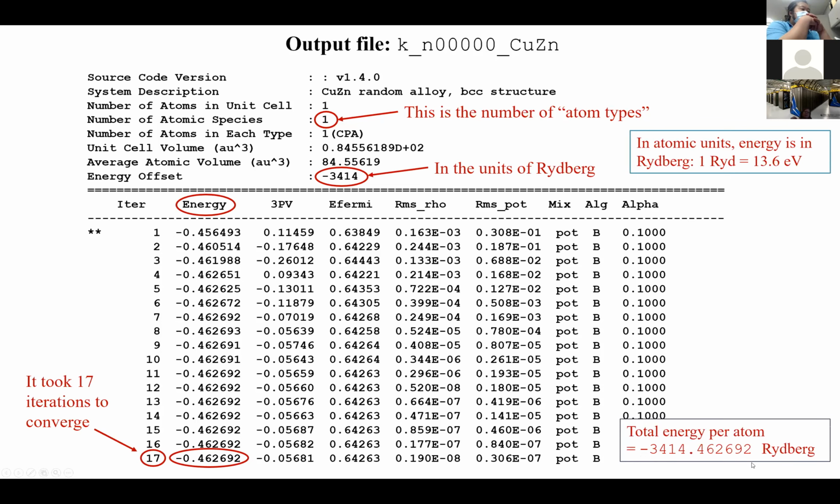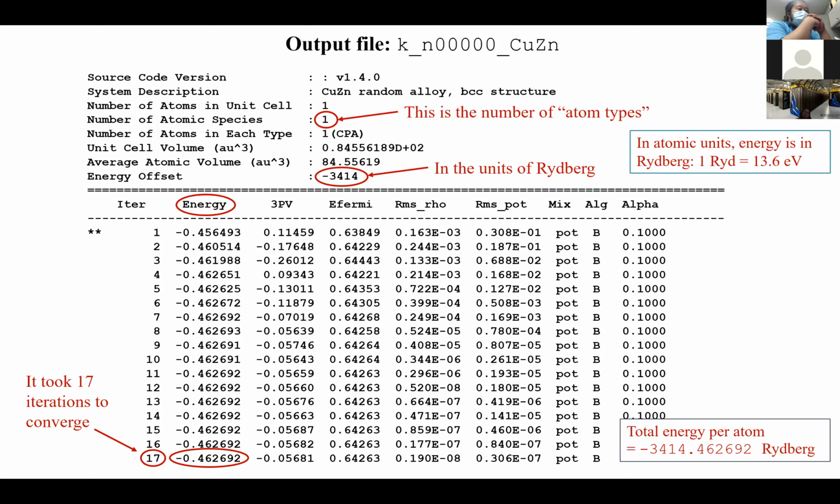So the total energy turns out to be this number plus this number. So it's a negative 3414.462692 Rydberg. That's the energy per atom of this random alloy. Okay. All right. So you run this calculation.